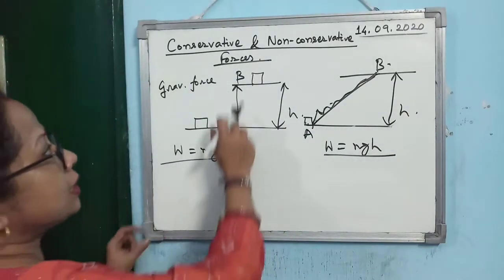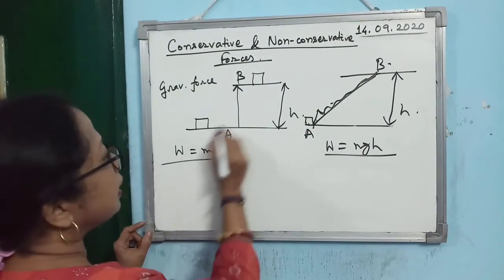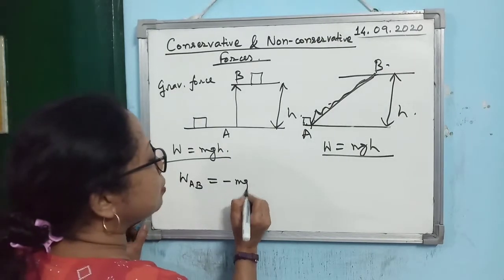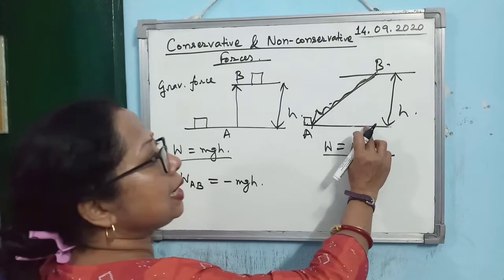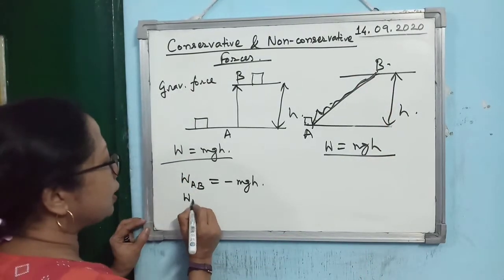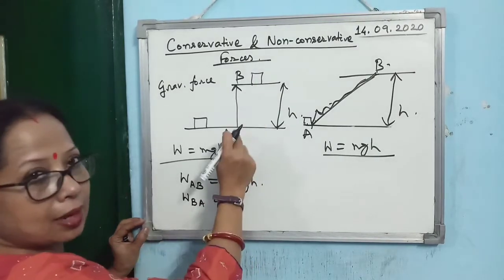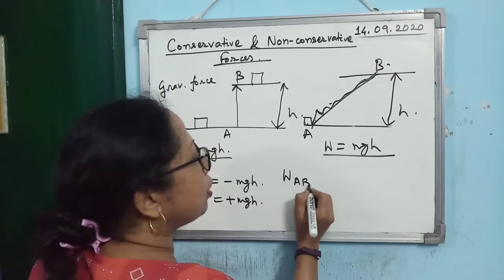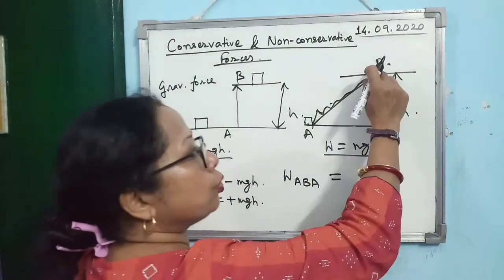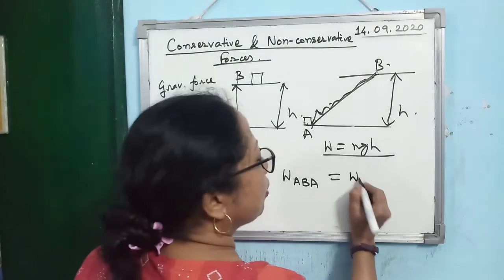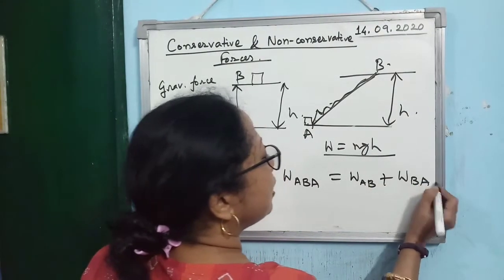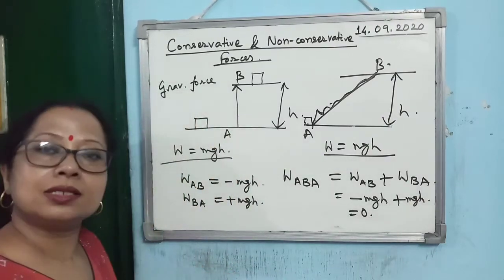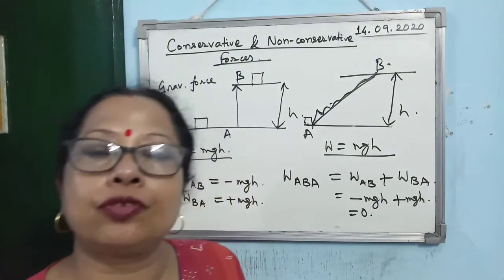Then the second condition for a force to be conservative. If you consider this body, when you are taking the body from A to B, the work done is actually minus mgh. Why minus mgh? Because you are taking it against gravity. Now, if you take the body from B to A, along the direction of gravity, then the work done is mgh. So if you consider the work done over the cyclic path from A to B, then B to A, what will be the work done? It will be WAB plus WBA. WAB is minus mgh and WBA is plus mgh. So the work done is 0. This also proves that gravitational force is a conservative force.